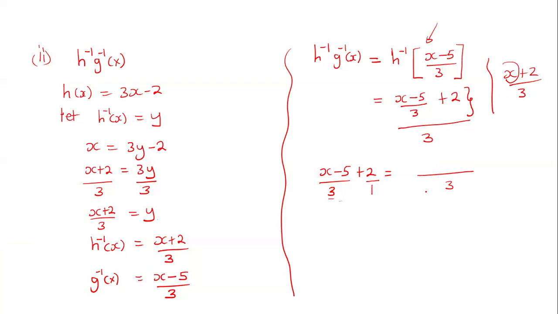After obtaining the LCM, x minus 5 divided by 3 times 3 gives us x minus 5. Plus 2 out of 1 times 3, which gives us 6. Here we shall have 2 times 3. Okay, continue. x minus 5 plus 6 divided by 3. Okay, continue.